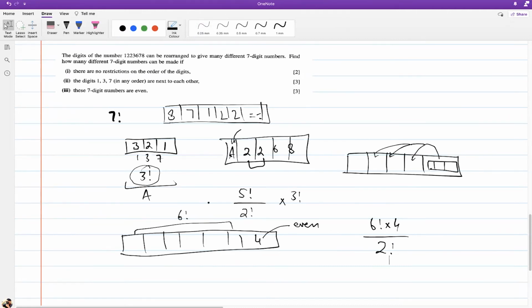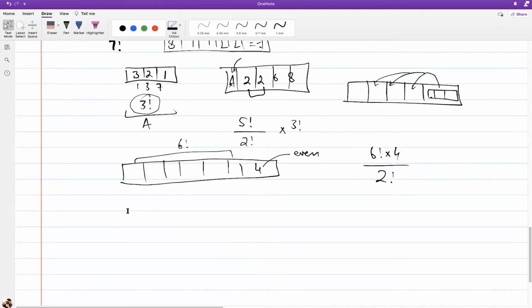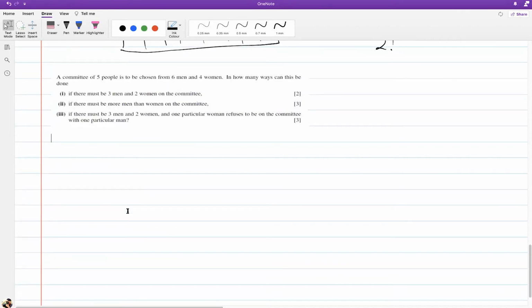What was different in this one and many other questions that we get is that here we were picking everything that was for us to pick from. But what if we have to make a selection? Then we have to refer to combinations, permutations, those kind of things. So let's see. A committee of 5 people is to be chosen from 6 men and 4 women. So you have 10 people, 6 of them men, 4 of them women, and you're going to choose 5 of them. So now you are not selecting all of them.